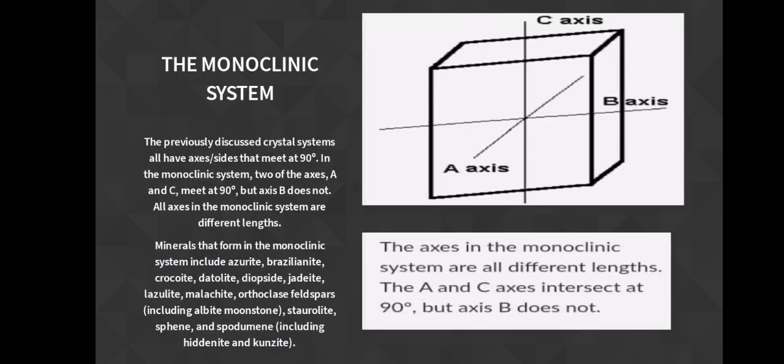Next is the monoclinic system. The previously discussed crystal systems all have axes that meet at 90 degrees. In the monoclinic system, 2 of the axes, A and C, meet at 90 degrees, but the B axis does not. All axes in the monoclinic system are different lengths. So, ang example ay nasa baba. Kayo nang magbasa.